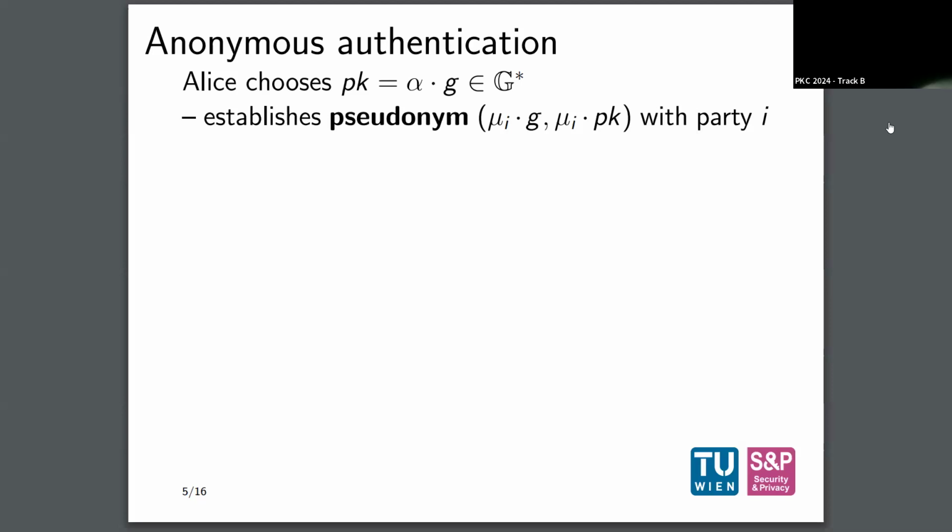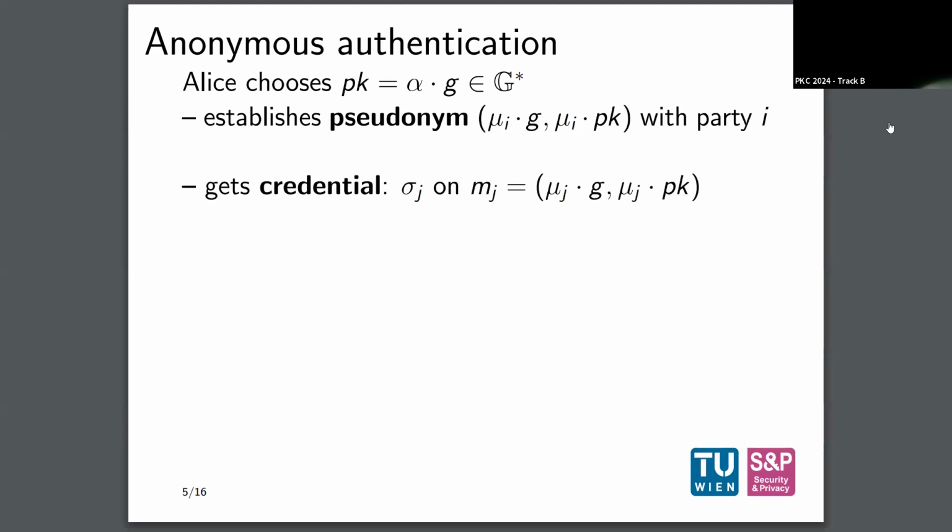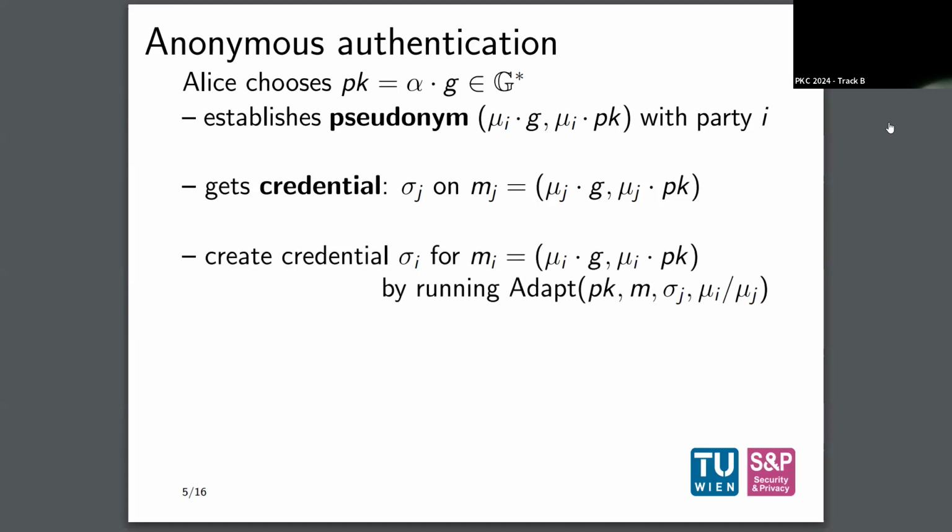Now if Alice obtains a credential from a party J that is a signature on her pseudonym, then Alice can take this credential and run the adapt algorithm on it with the factor mu I divided by mu J, and that creates a signature on the pseudonym valid for party I.